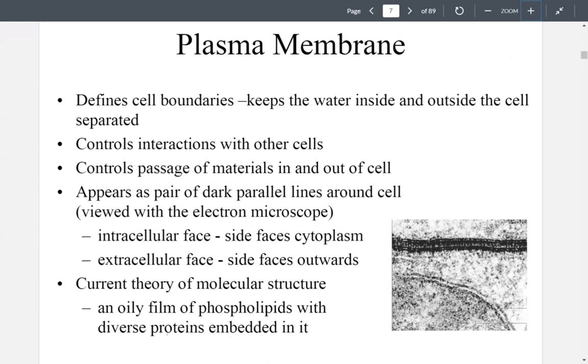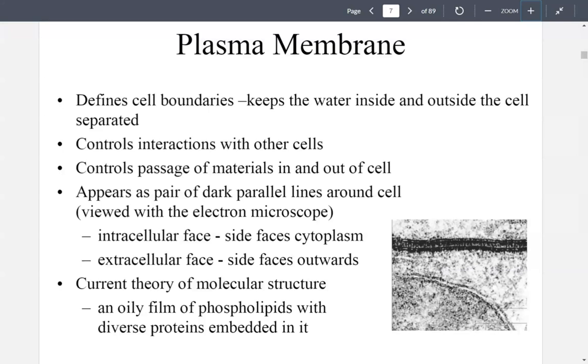And when viewed on an electron microscope, this is going to be our extracellular. This is going to be our intracellular. Extracellular is referring to the side of the cytoplasm that faces out of the outer side world of the cell. Intracellular is facing the cytoplasm, everything that is inside the cell.